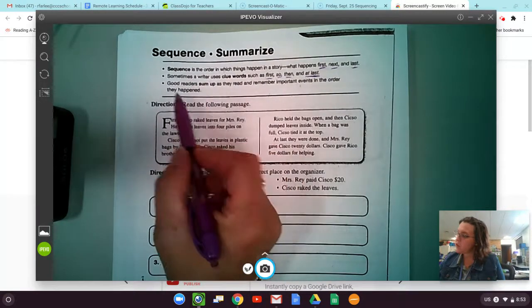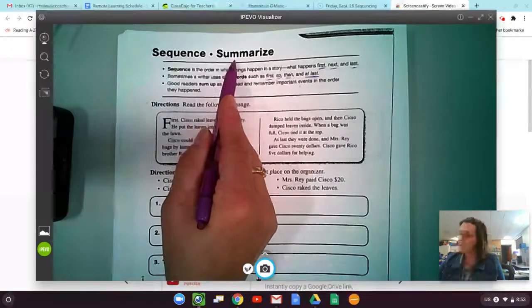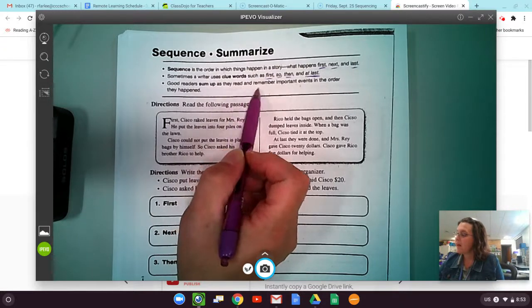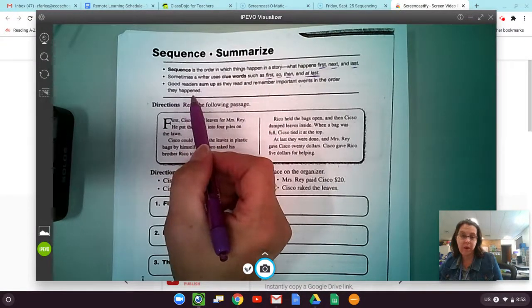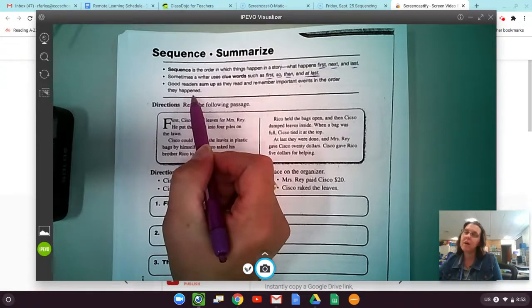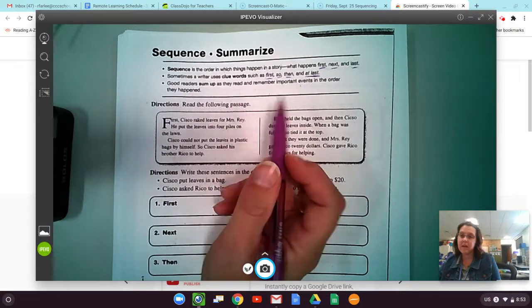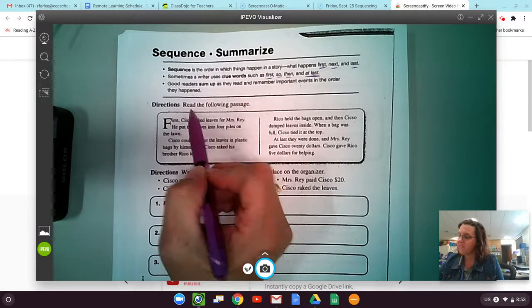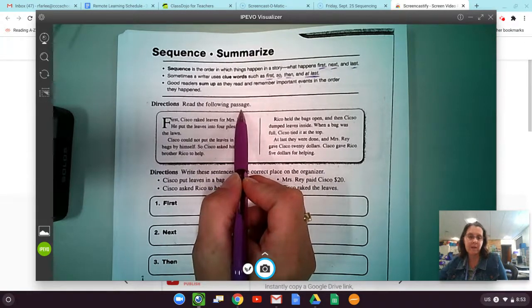Now, this says good readers sum up. Summarize. Good readers sum up as they read and remember important events in the order they happen. So you're thinking about the story as you're reading it. What happened in the beginning? What happened in the middle? What happened in the end? Now, let's take a look. Here are the directions. It says read the following passage. Passage is another word for story or text.